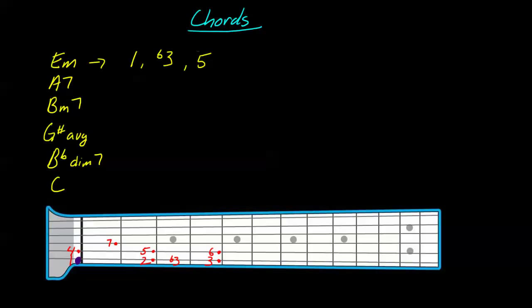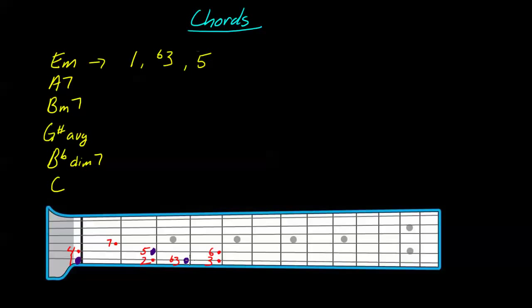So if I played 1, flat 3, and 5 all together, those 3 notes together, I would be technically playing an E minor chord. Now you might say, wait, that's impossible to play this open E and this 3rd fretted note together, and you're right, you can't play those 3 notes. So on the guitar, you're going to actually have to go find a different location to play this flat 3 note.